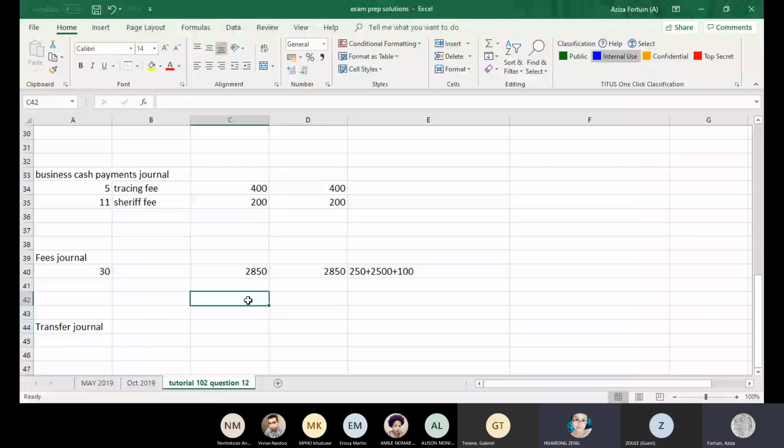Okay, and in our business cash receipts journal, what goes in? That is the one I said we should calculate, because we still are left with the transfer journal. We also need to do the transfer journal, so we need to calculate those amounts. Then for the transfer it has to be.